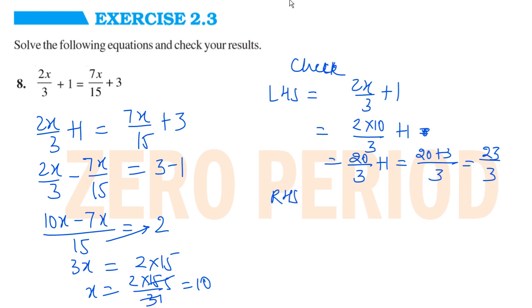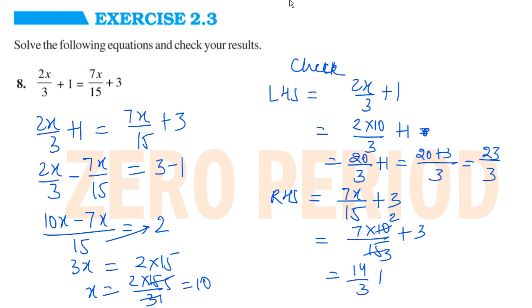Now the right hand side. What happened? 7x by 15 plus 3. So 7 into 10 by 15 plus 3. 5 twos, 5 threes. 7 twos are 14 upon 3 plus 3 upon 1. LCM is 3, 14 plus 9. It will be 23 by 3. You can see both are the same. So LHS is equal to RHS. It means our solution is correct.